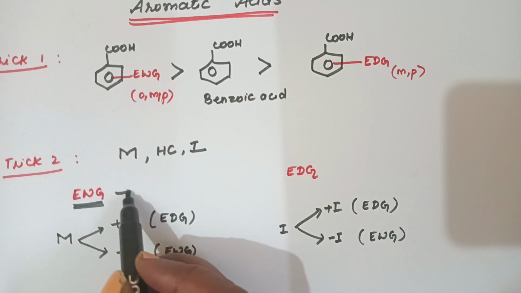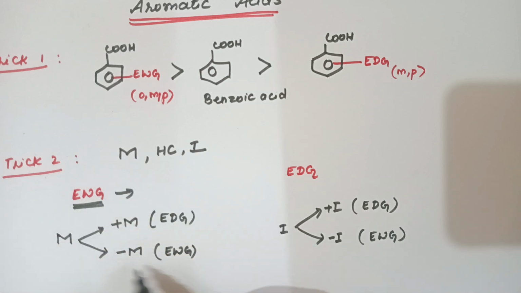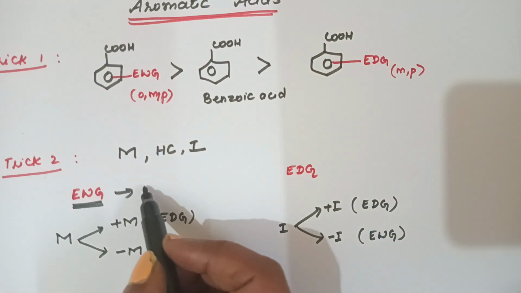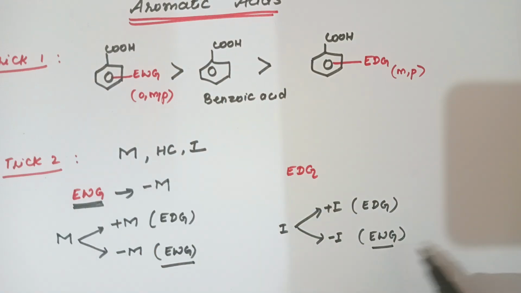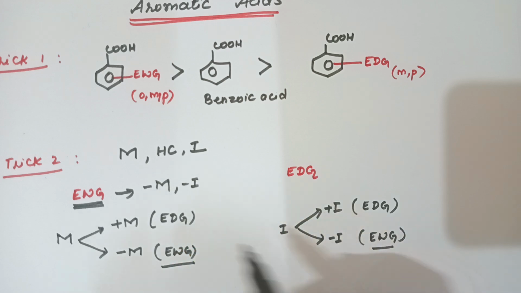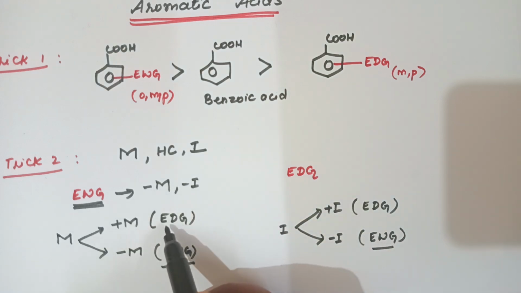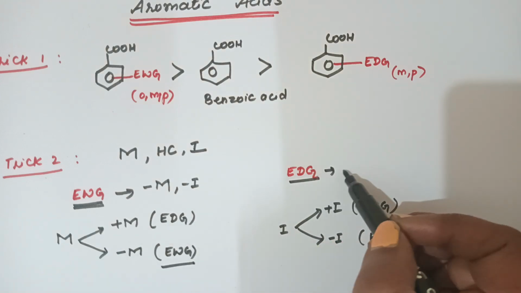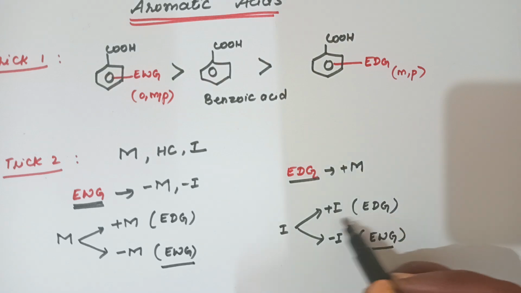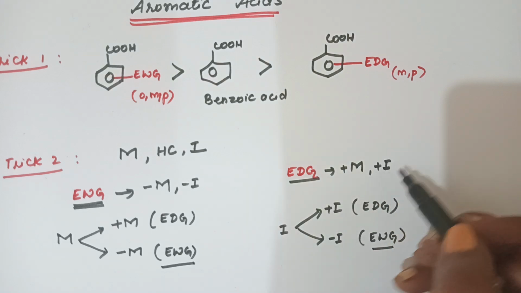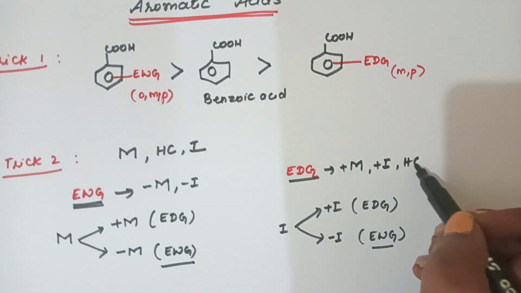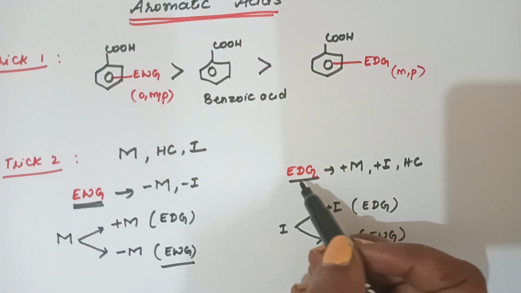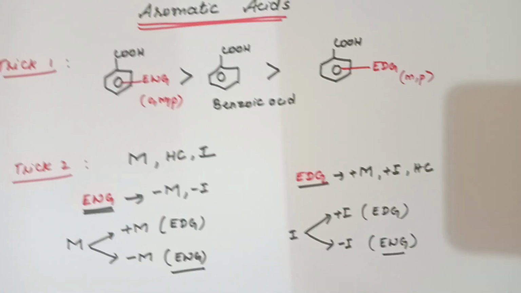So here you can see, electron withdrawing group shows minus M effect. Electron withdrawing group shows minus I effect. And plus M is shown by electron donating group. So electron donating groups will show plus M effect and then plus I effect and even hyperconjugation. So all these effects are shown by these groups. So this is trick number 2. Coming to trick number 3.